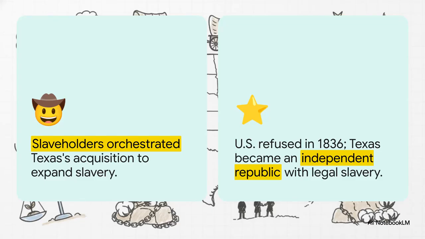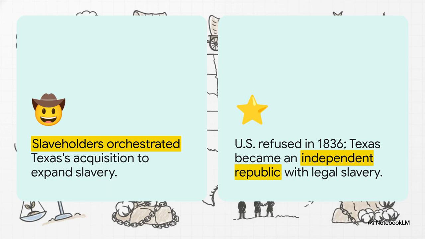Okay, so it's super important to separate historical claims from actual concrete evidence. For instance, there's a claim made by some historians that the acquisition of Texas was orchestrated largely by slaveholders just to expand an American slavery empire. But let's look at the concrete evidence.